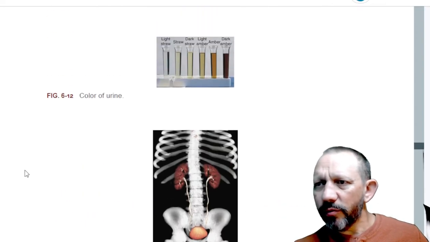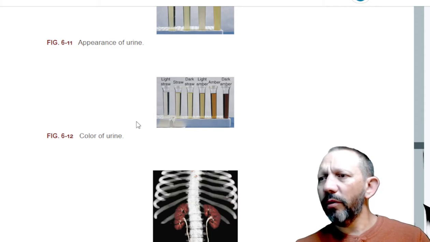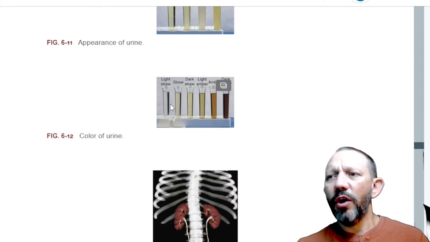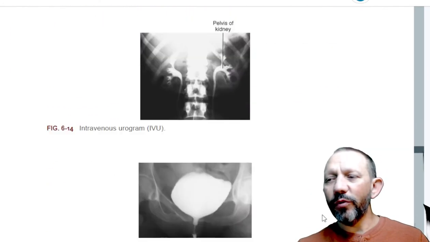Medical records. There's the kidneys. That's where they are. The color of urine. Okay, dark amber. We shouldn't have dark amber. We should have straw or light straw. Anything more than that, it means you're pretty dehydrated. You can have cloudiness. Of course, we don't like that either.